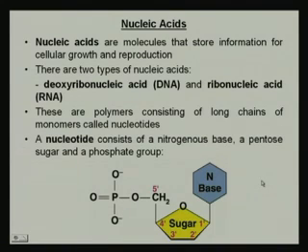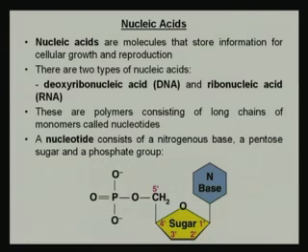If we broadly classify the entire nucleic acids, they can be divided distinctly into two major groups. One is called deoxyribonucleic acid or DNA, and the other is ribonucleic acid or RNA. These are polymers consisting of long chains of monomers called nucleotides. So, what is a nucleotide? A nucleotide consists of a nitrogenous base, a pentose sugar and a phosphate group.